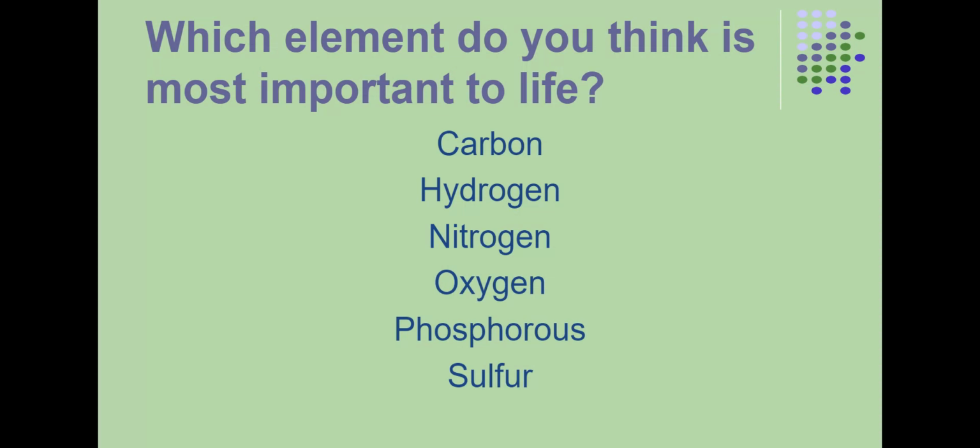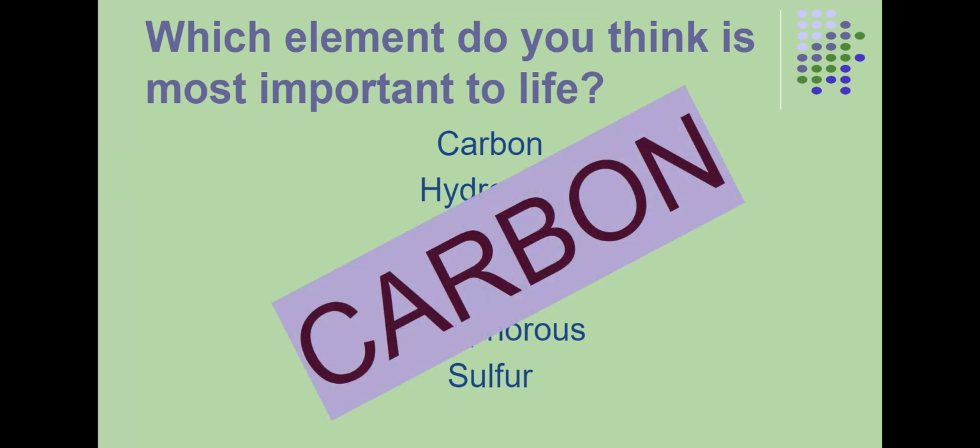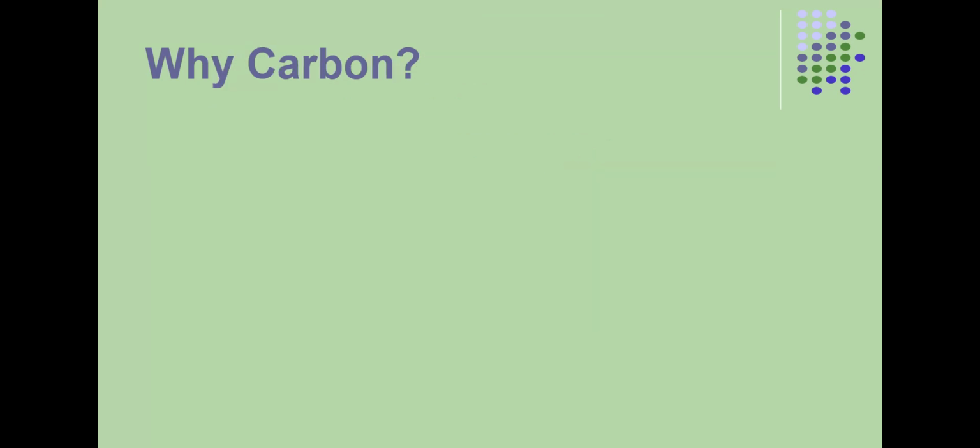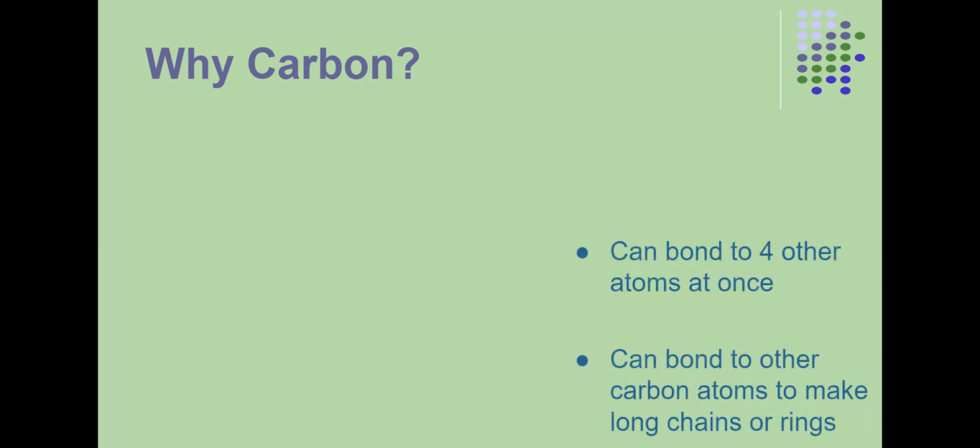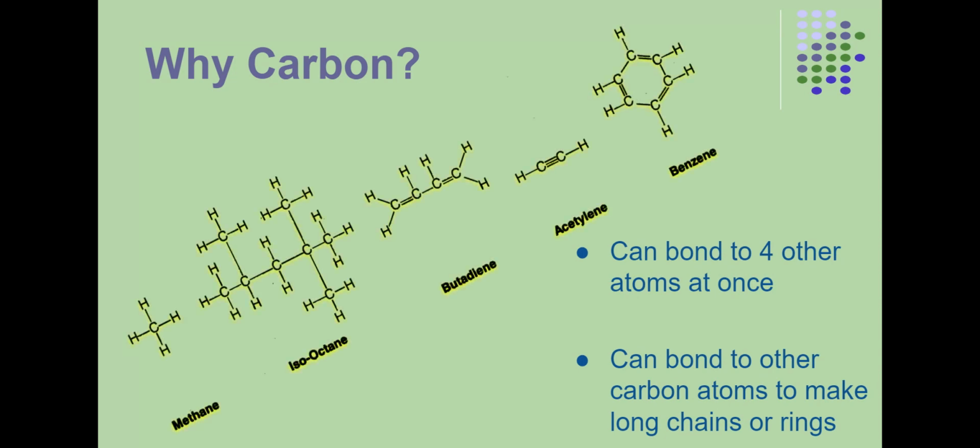So, which one of those do you think is the most important to all living things? Have you heard of this before? Well, it's actually carbon. Carbon's the most important of all of the elements that make up our macromolecules. And you might ask, why? Why carbon? Why is that so important? Well, carbon can bond to four other atoms at once, or up to four other atoms. And it can bond to a lot of other carbon atoms, which can end up making long chains of carbons or even possibly rings. And so there can be many different molecule shapes based in carbon.